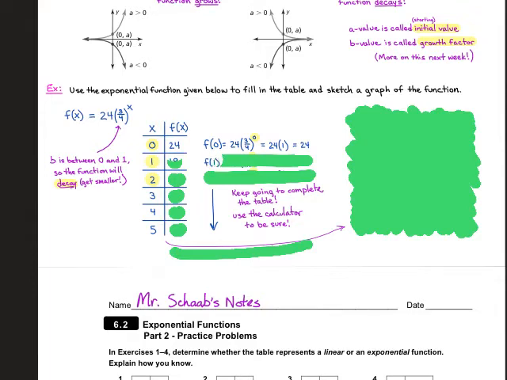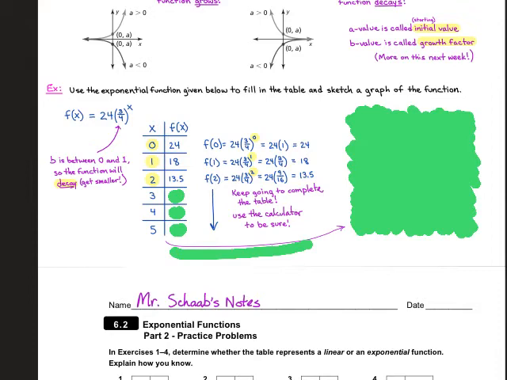Likewise, when we evaluate 1, we do exactly the same thing. We just replace that x value with a 1 instead of a 0. When we work it out, 3/4 to the first power is 3/4, and 3/4 times 24 is 18, so our next value is 18. These are all evaluated the same way. When we do f of 2, we put a 2 in for x. We square 3/4 and get 9 over 16, because the power of a quotient rule tells us we can square the top and square the bottom independently. When we multiply the fraction 9/16 times 24, we get 13.5.